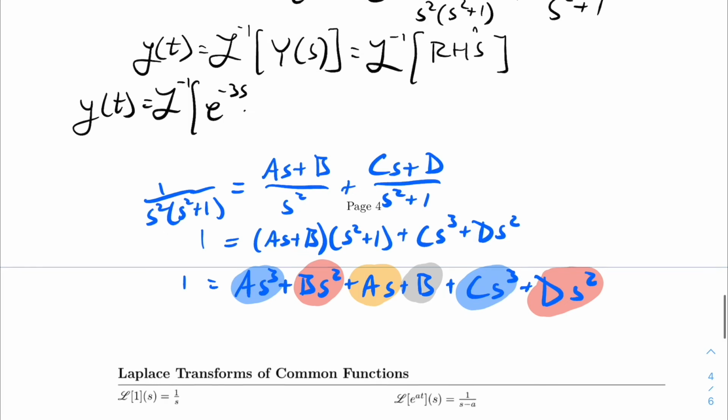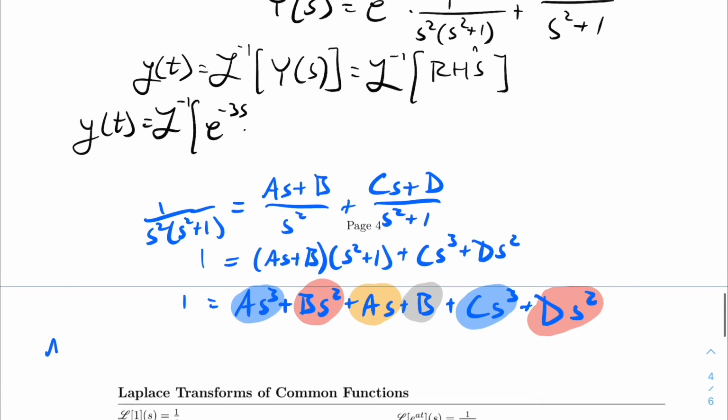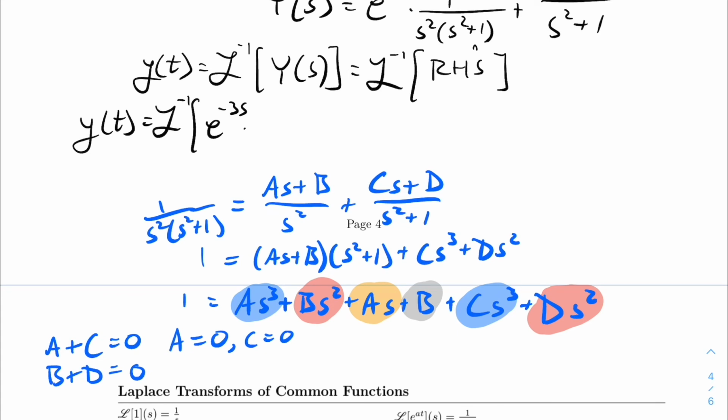We should get the s cubed terms. There aren't any s cubed terms on the left side of the equation, so I could just say a plus c is equal to 0. The s squared terms tell me that b plus d is equal to 0. The s terms, there are no s terms on the left side, so that just tells me a is equal to 0, which conveniently tells me that c is also 0. And b is just equal to 1. That one's just free. So b plus d equals 0 tells me d equals -1.